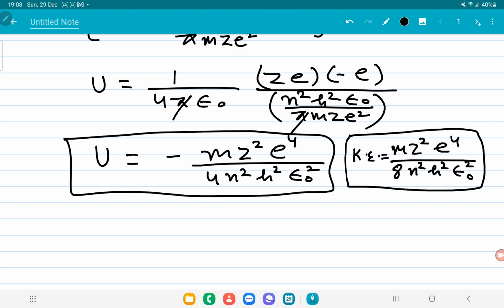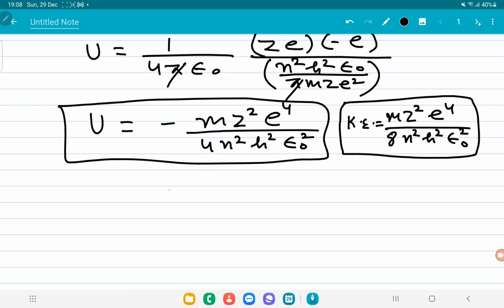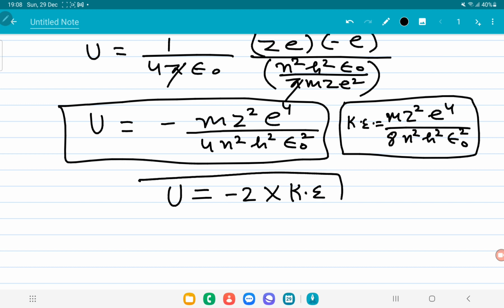So all terms are same. Kinetic energy is positive, potential energy is negative. In the denominator, potential energy has a multiplier 8, and in the denominator, kinetic energy has a multiplier 4. That simply means potential energy is equal to minus 2 times the kinetic energy. That is a very, very important result.